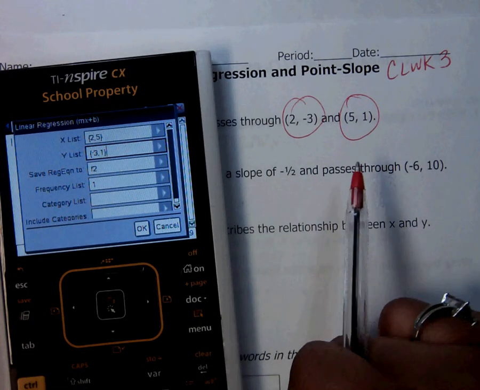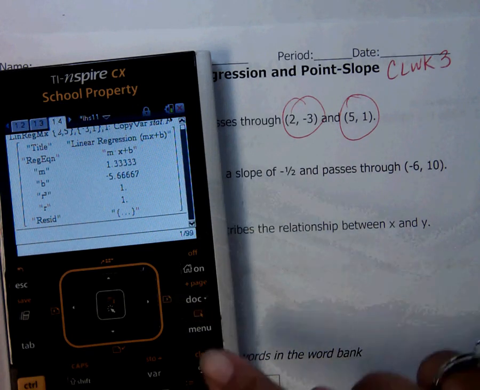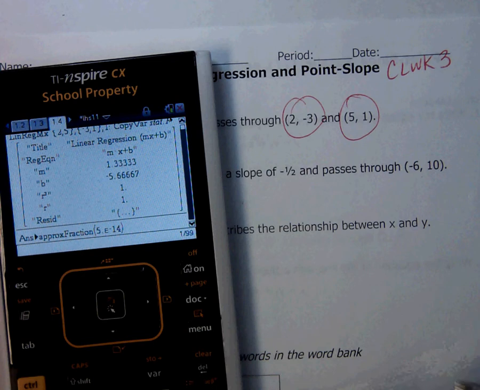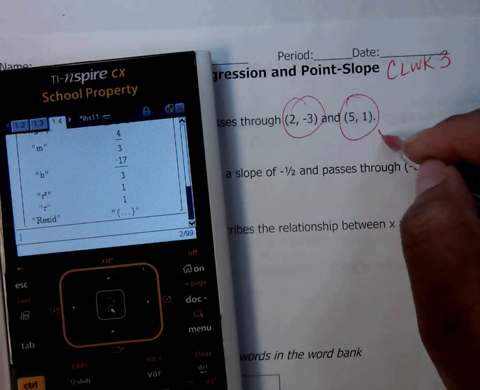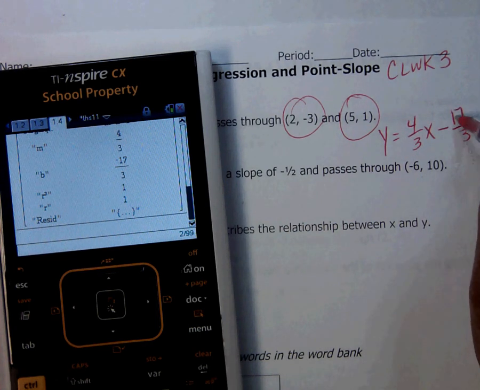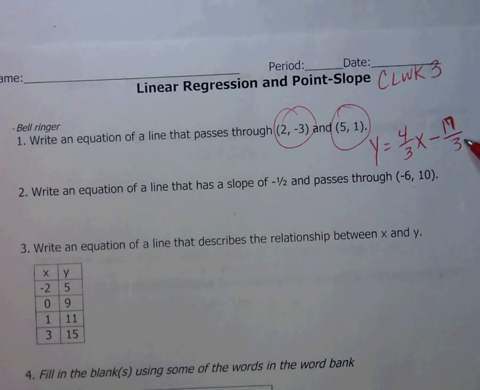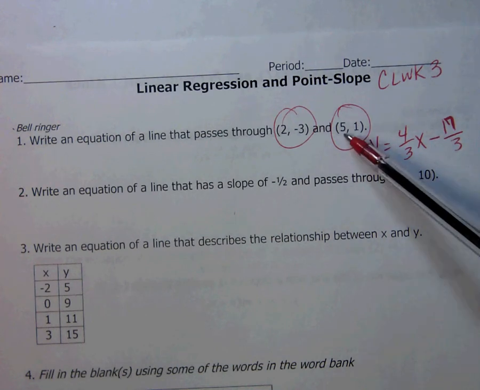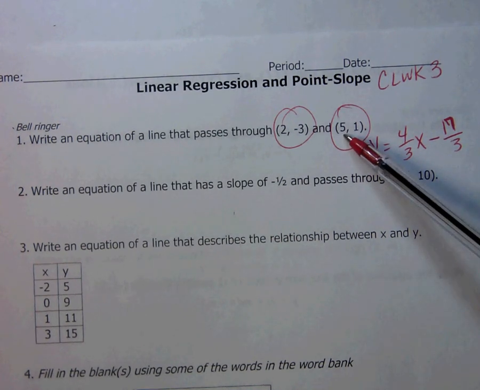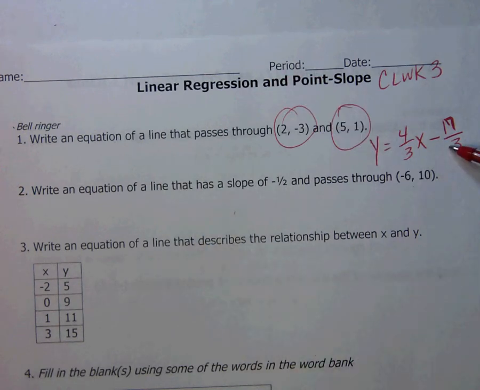And when I do that, it gives me some weird and ugly numbers, but I can press menu 2. When I do that, it makes it a fraction. Therefore, the answer is y equals 4/3x minus 17/3. That is how we are going to do it in the calculator. Now, you can do this problem by hand, but it would be difficult. I designed number 1 so that you could practice using the calculator.